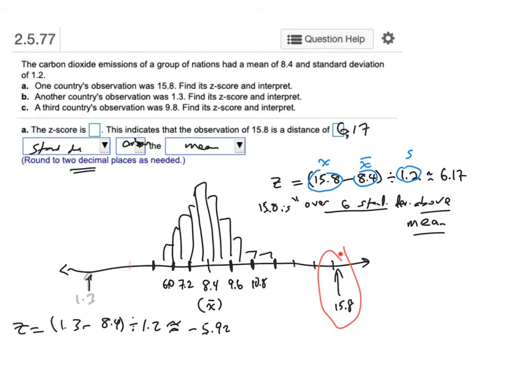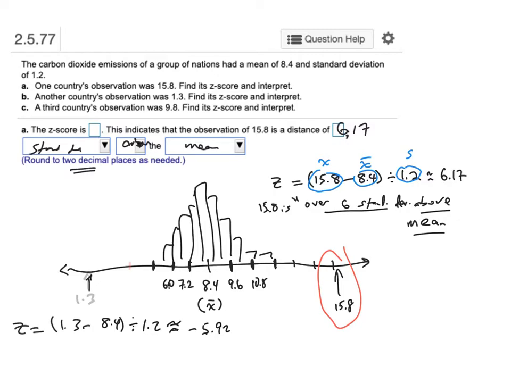15.8 is unheard of for this data set. 1.3 is also unheard of for this data set. They're both around 6 standard deviations away from the mean. The other value, the 9.8, is the only one that's remotely normal.